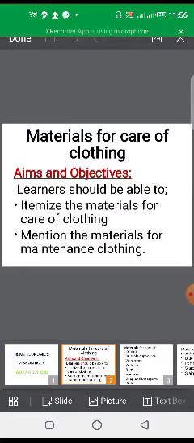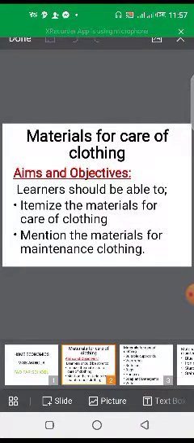Our today's topic is materials for care of clothing. Last week we tried to look at the care and maintenance of clothing, where we say maintenance of clothes is when we keep the clothes in order to prolong the lifespan, to make it last longer. So today we are going to look at the materials which we can use to care for our clothes.